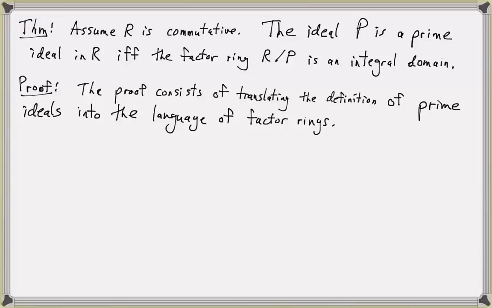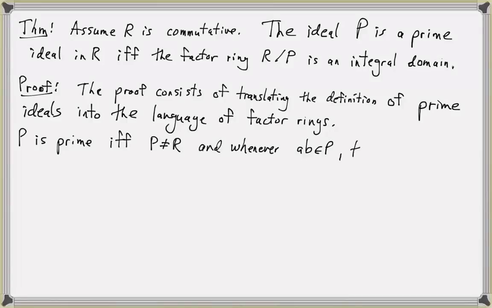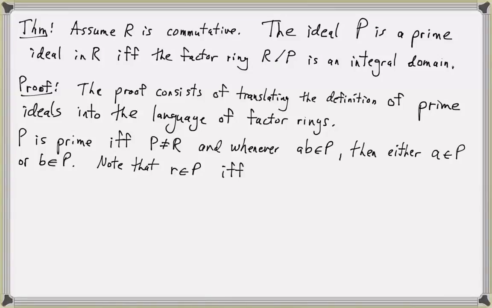So recall that P is prime by definition if and only if P does not equal R, and whenever a product AB is in P, then either A is in P or B is in P. Well, note that an element r is in P if and only if the coset r plus P is actually equal to 0 plus P in the factor ring R mod P.